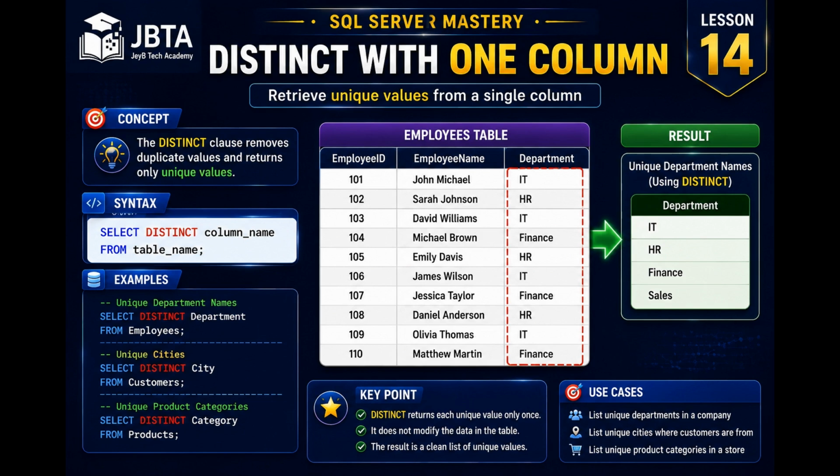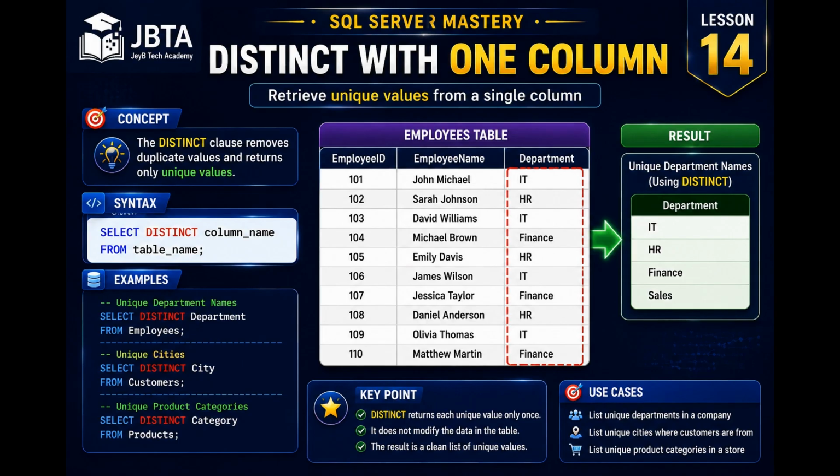Let's look at the SQL query shown on the screen. We write the select keyword. Then we write distinct. Finally, we specify the department column. When SQL Server executes this query, it scans the department column. Whenever it finds duplicate values, it keeps only the first occurrence. All repeated department names are removed from the result. The output now becomes much cleaner.